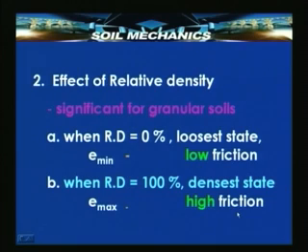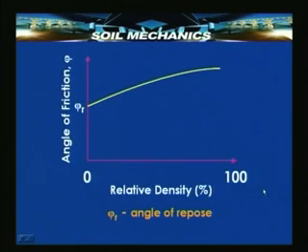Now, effect of relative density is more or less rewording of what we saw just in the previous slide. When the relative density is 0, the soil is in its loosest state, E, the void ratio is maximum and friction is lowest possible. When the relative density is 100%, which of course is difficult, the soil is in its densest state, E is minimum and the friction is high. There is an approximate relationship between the angle of friction and the relative density. As the relative density percentage increases from 0 to 100, the angle of friction also increases as shown in this figure.